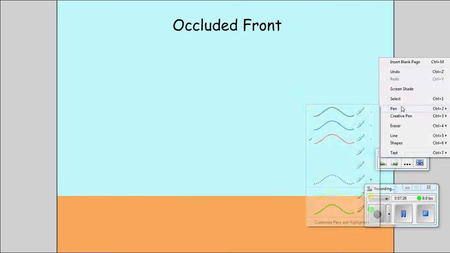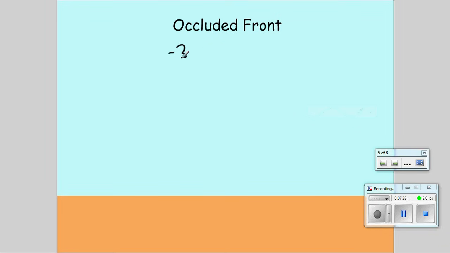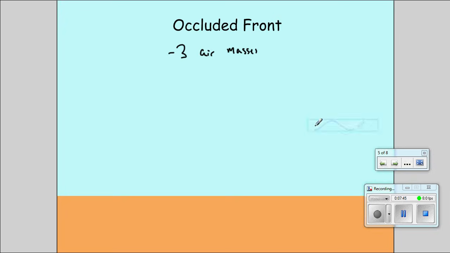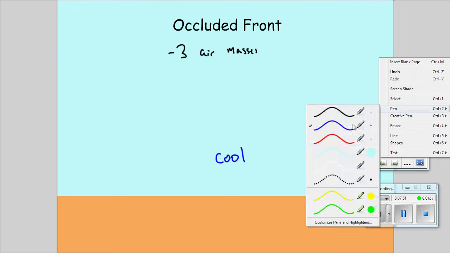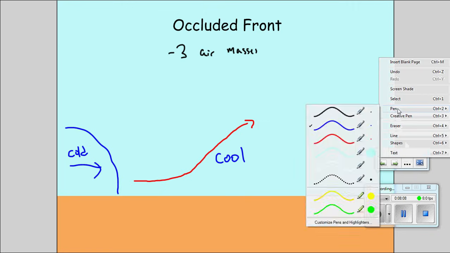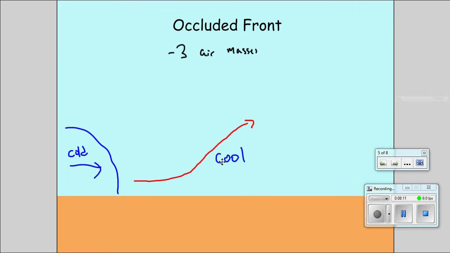Okay, next up is the occluded front. This is actually a front made of 3 air masses. And it's really one front after another. Let's say that we're starting with an area of cool air. And let's say that a warm front moves in first. Just as before, the warm front comes in, slides above the cool air. The thing about an occluded front is that behind the warm front is a faster moving cold front. So it's a combination of 2 fronts, a warm front followed by a cold front.